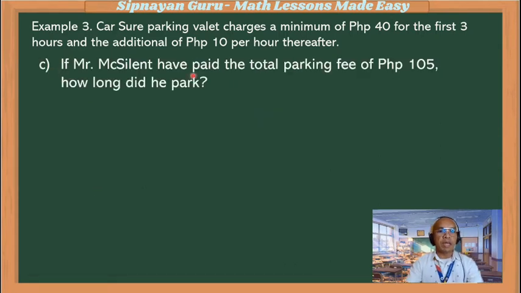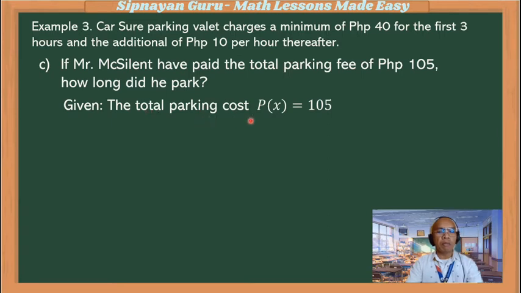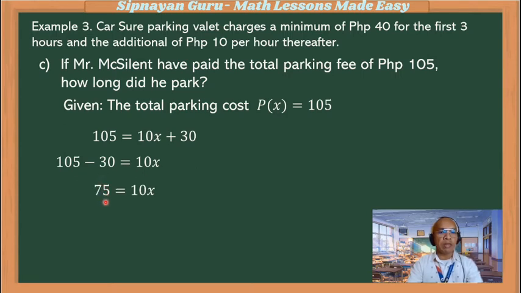Now, if Mr. McSilent has paid the total parking fee of 105 pesos, how long did he park? So the total parking cost, P of X, is 105. So this would be 105 is equal to 10x plus 30. Again, by the addition property of equality, solve for x. So this would be 105 minus 30 is equal to 10x. 105 minus 30 is 75. And we just copy 10x. Divide both sides by 10 to solve for x. So our x is 7.5.